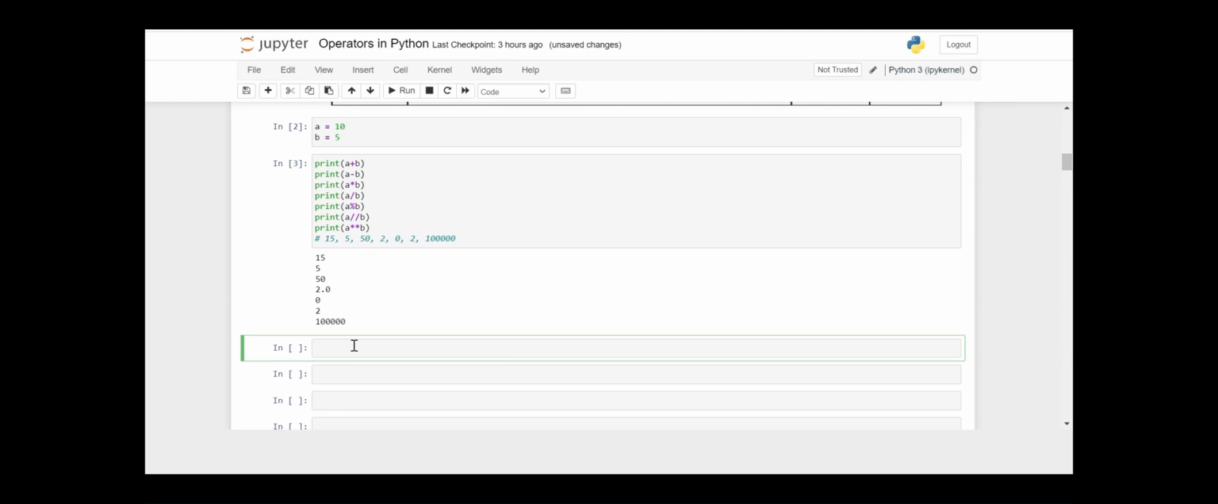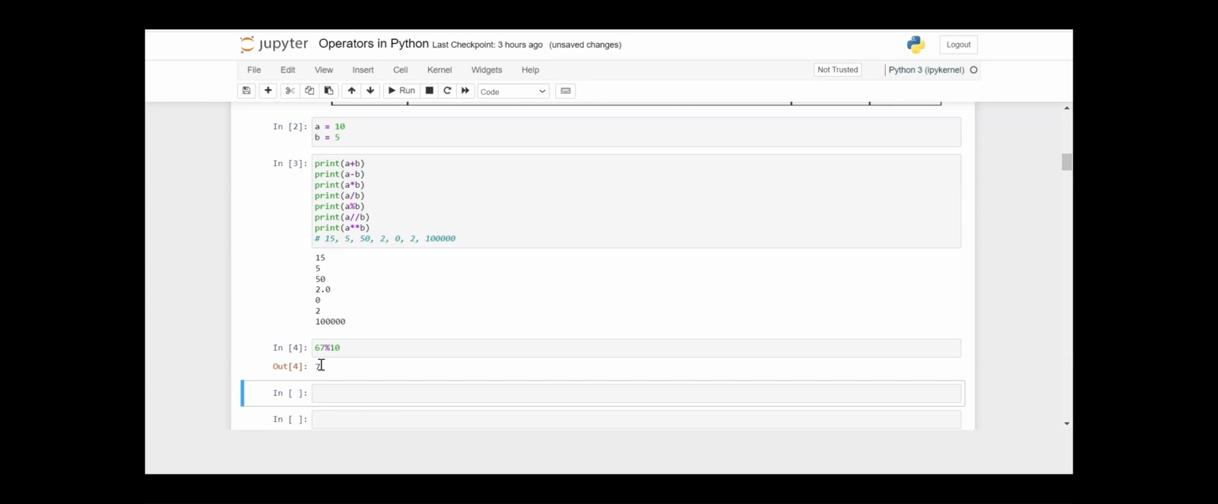So let's do 67 modulus 10. Now you would know. See, it gave us 7, because on dividing it, what did we get? 6.7. So it rounded it off. Oh, I'm sorry, it's not rounding it off. I actually misinterpreted it. It's the remainder, right? Because 60 is what we get and 7 is the remainder. But if we do, wait, I'll leave it here only.